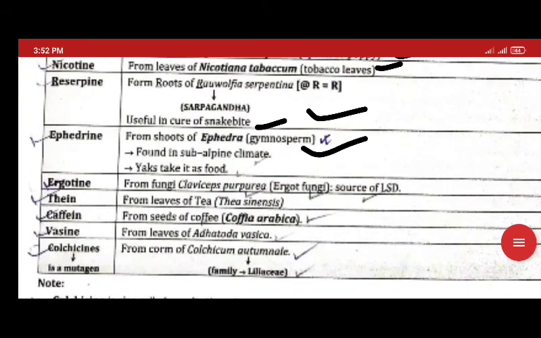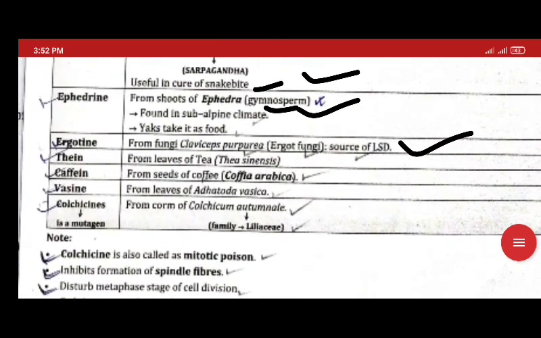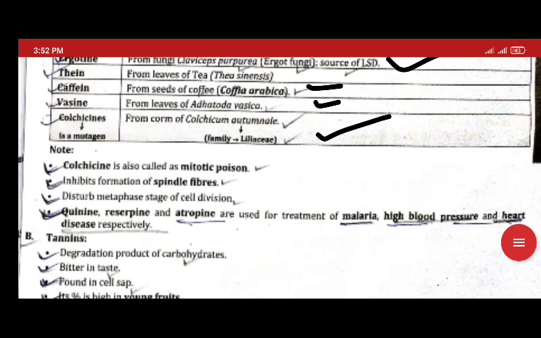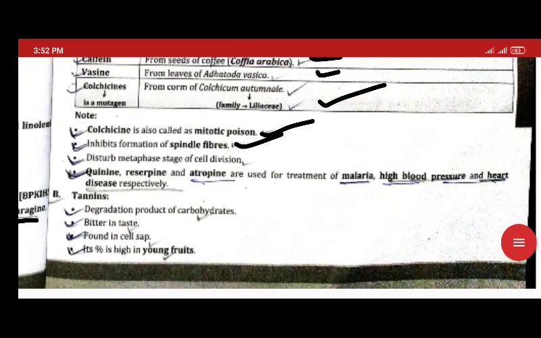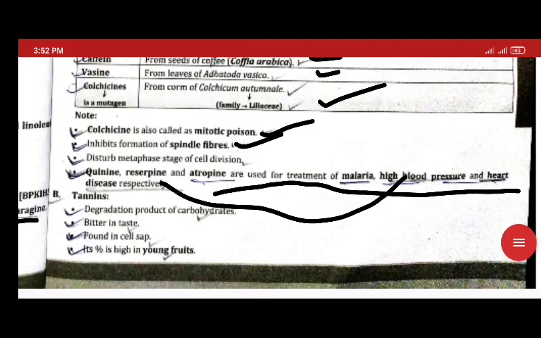Ephedrine for blood pressure, from gymnosperms. Ergotin from fungi, and caffeine in coffee, colchicine. Colchicine is called a mitotic poison, meaning no mitosis will be completed due to spindle fiber dissolution. Reserpine is for treatment of high blood pressure, as I told you. And atropine is for eye dilation.